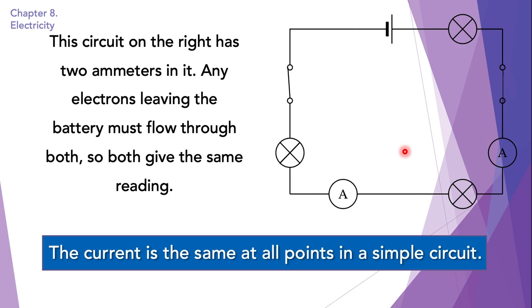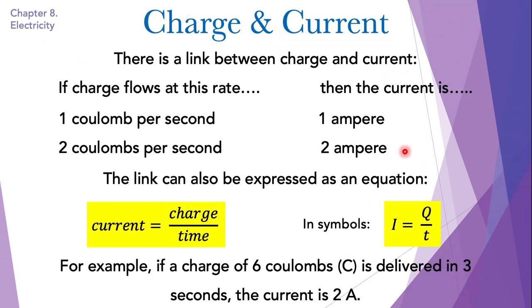So now let's look at the link between charge and current. So there is a link between charge and current. So if charge flows at this rate, then the current would be this. So the charge flows at 1 coulomb per second, the current would be 1 ampere. If the charge is 2 coulombs per second, then the current is 2 amperes.